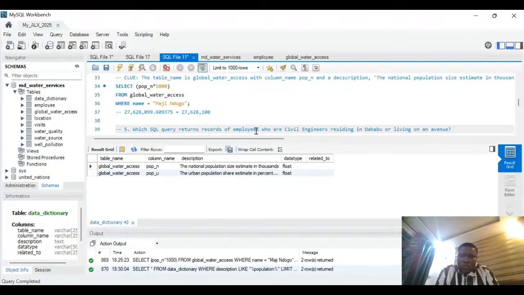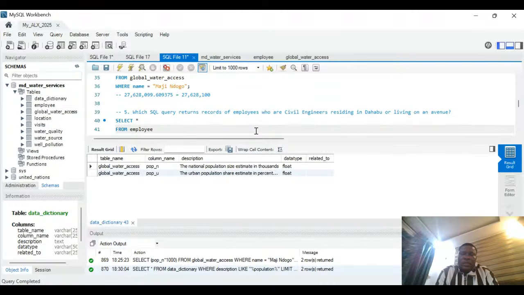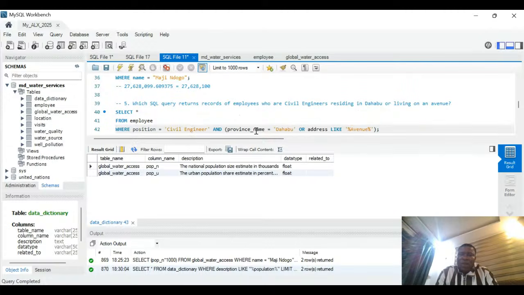So let's go slowly. We are selecting all from the employee table. What are the conditions? Where position is equal to what? Civil engineer. Always remember that if you are referring to something that is already in the table, you have to put it in quotation marks, whether single or double, it works.